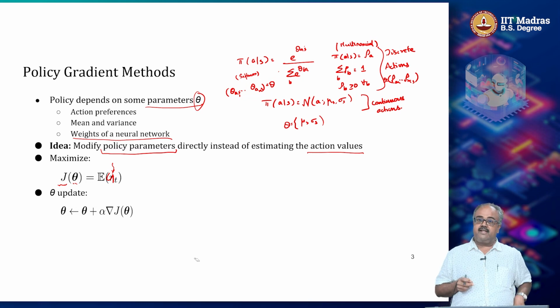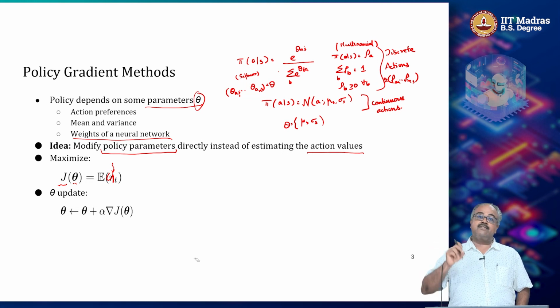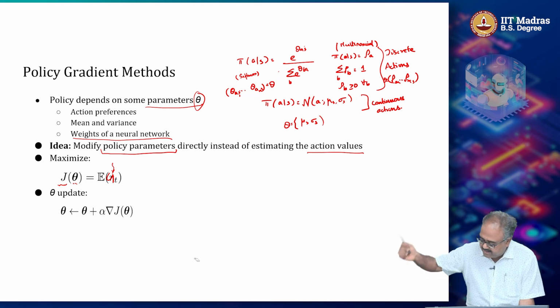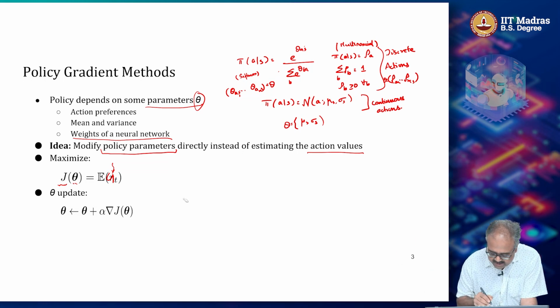If I change theta slightly, how does my overall performance metric change, right. And then I am going to take a small step in the direction of the gradient, okay. So let's see if I can do this very roughly.